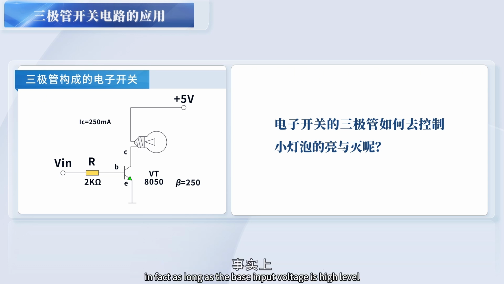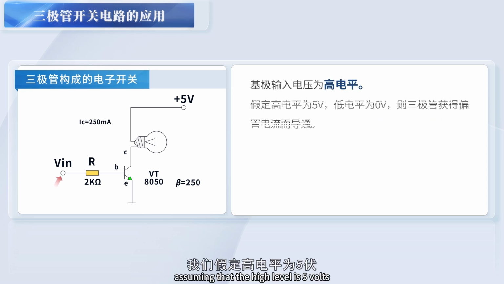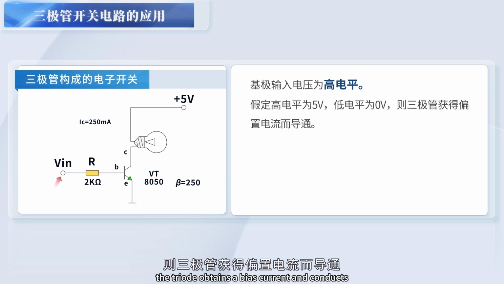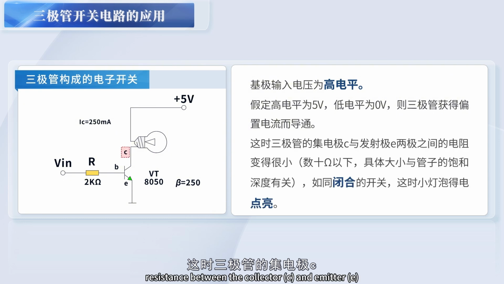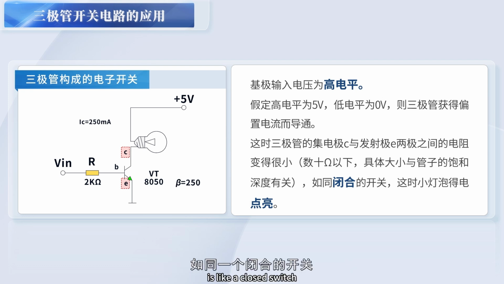In fact, as long as the base input voltage is high level, assuming that the high level is 5 volts and the low level is 0 volts, the triode obtains a bias current and conducts. The resistance between the collector C and emitter E of the triode becomes very small. It's like a closed switch. Then the light bulb is powered on and lit.